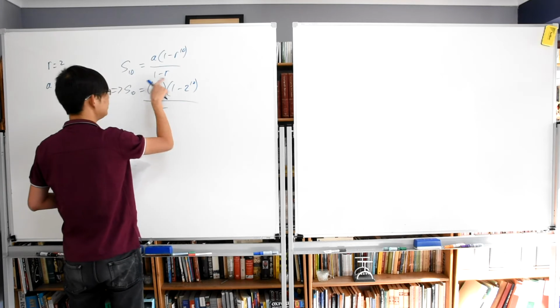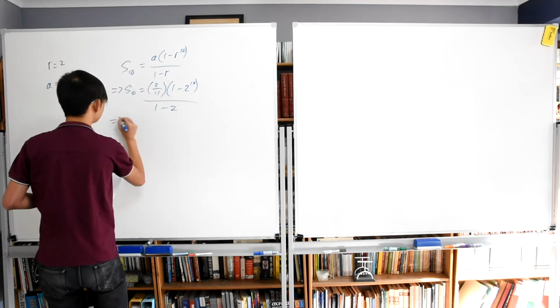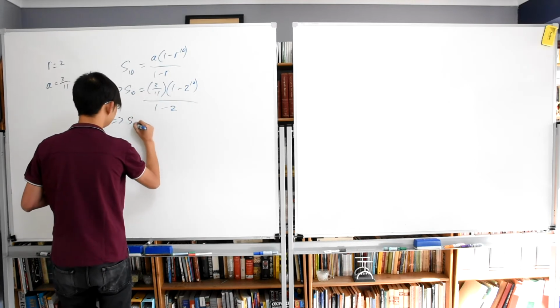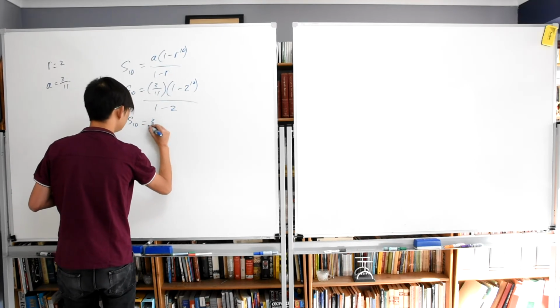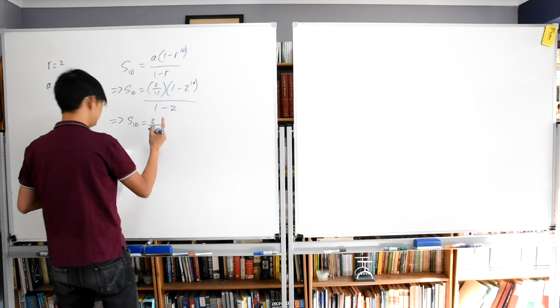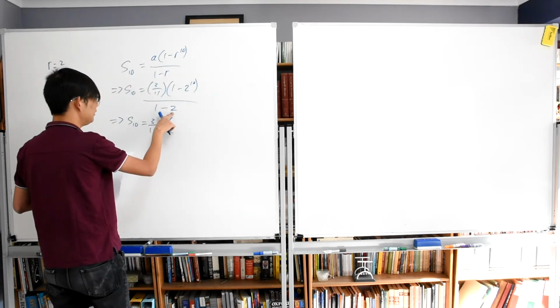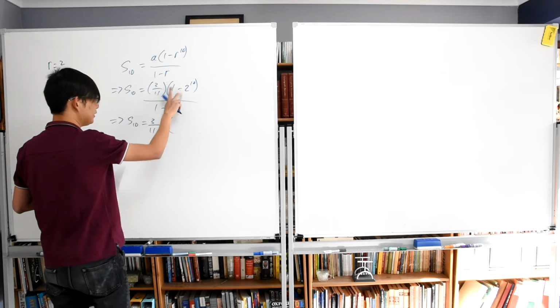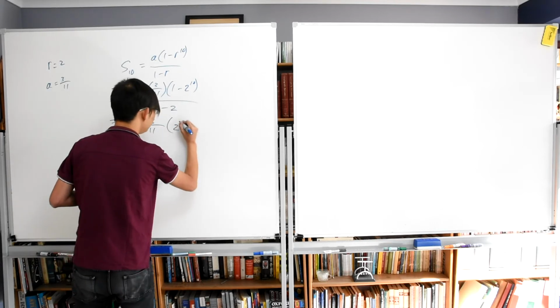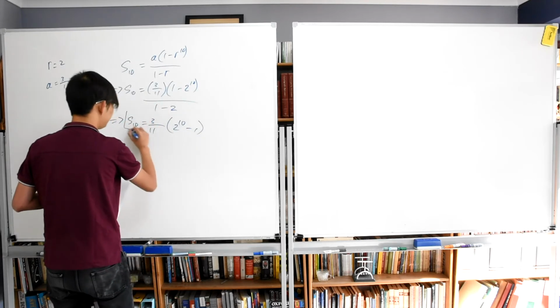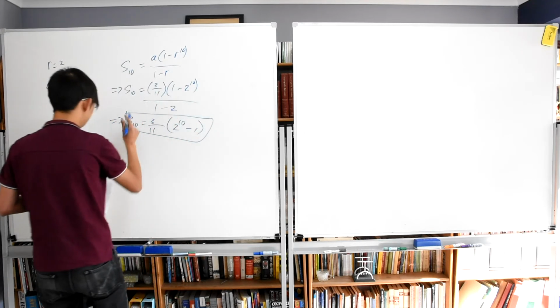1 minus 2. And lo and behold, all of this is going to be, well, not simplifying it, we're going to have 2 minus 1 is going to be minus 1. So the minus 1 would flip around to become 2 to the power of 10 minus 1. This is going to be the sum of 10 terms of this geometric series.